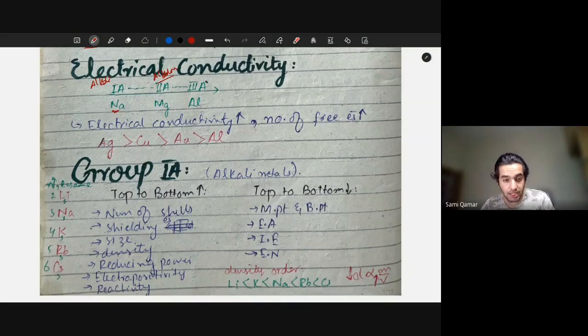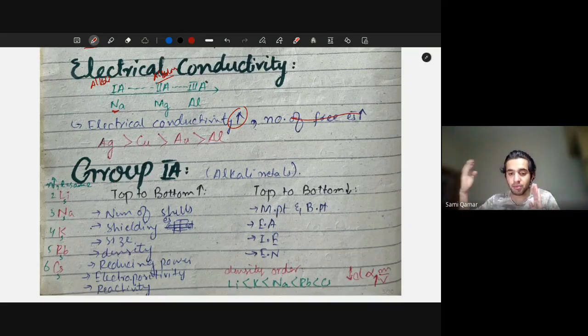Electric conductivity will increase when we are moving from 1A to 2A to 3A in third period: sodium, magnesium, and aluminium. Why? Number of free electrons are increasing. So we know this is a property of metals. We don't need to remember this. Whenever it comes, you have to get this thing.